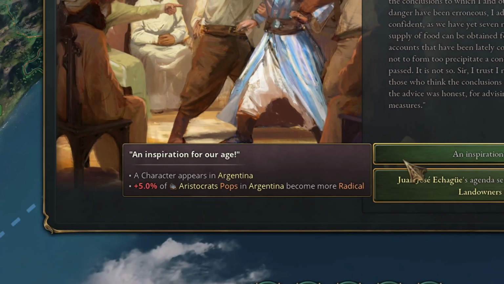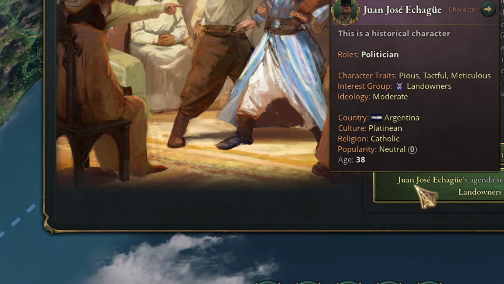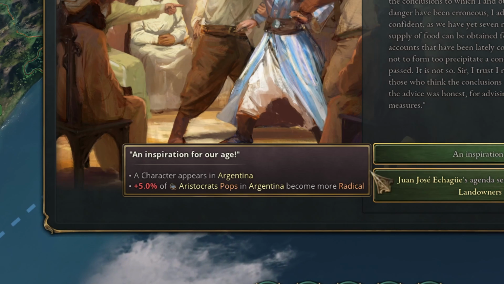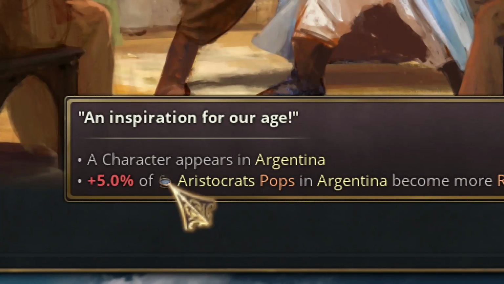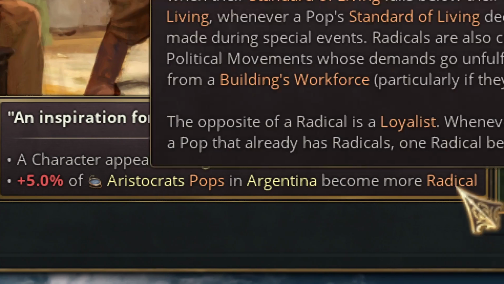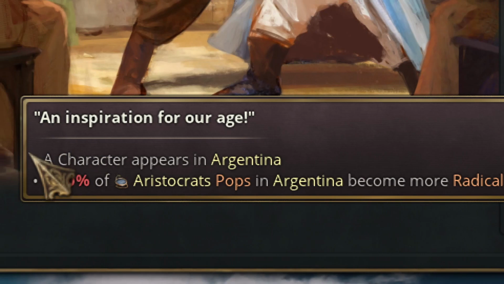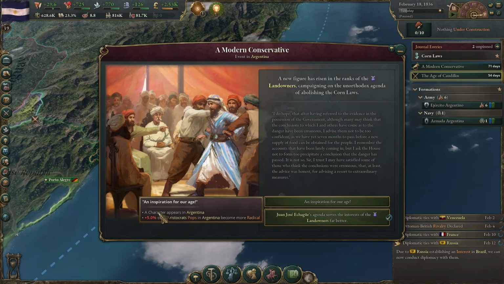And this is great because if you mouse over the effects, you have this one that is not so good, but this one is much better. It will give you +5 radicals on the aristocrat class, that is not good, but it will give you this guy for free that is an aristocrat that is also a liberal.